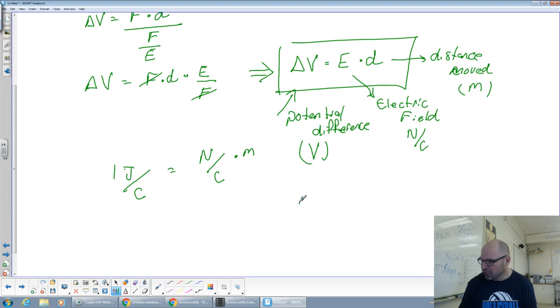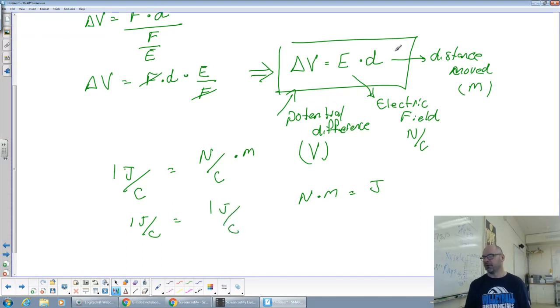And remember that a Newton meter is the same thing as a joule. So we have 1 joule per coulomb equals 1 joule per coulomb. So we have equivalent units, so it makes sense. Okay, so this is the big formula that we're going to do a couple examples of here.